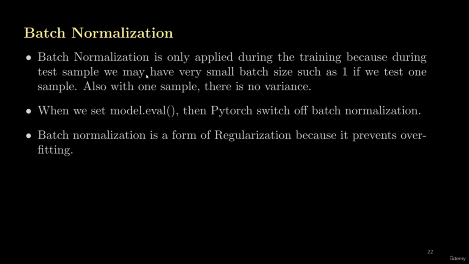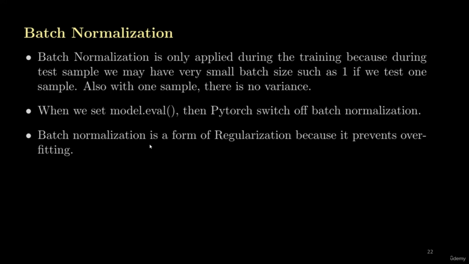So how do we achieve this? During the testing, when we set our model to the evaluation mode, PyTorch switches off the batch normalization. PyTorch does this for us when we put our model into the evaluation mode. So batch normalization is only applied during the training, where we can set a large batch size. When the batch size is small, that is during the testing, we do not need batch normalization. The last point about batch normalization is that it is also a form of regularization because it prevents overfitting.